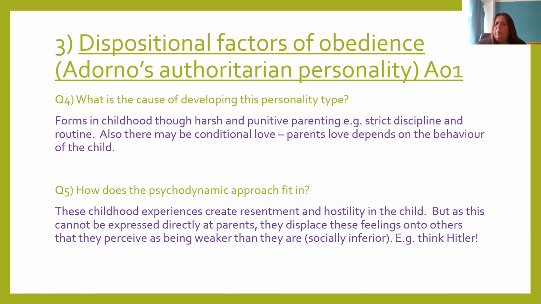And if you think about Hitler, when we watched that lovely video, the idea that actually Hitler himself had a really troublesome childhood could go some way to explaining why he was the way he was. So try and link in your answers when talking about dispositional factors. Talk a little bit about how it was designed by Adorno to measure this personality type. Where does this personality type come from? What are some of those key traits? And please don't forget to mention the psychodynamic aspect in there.